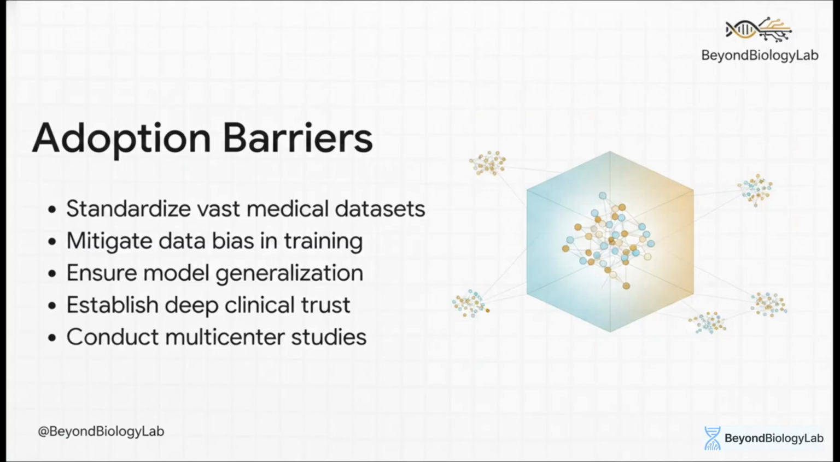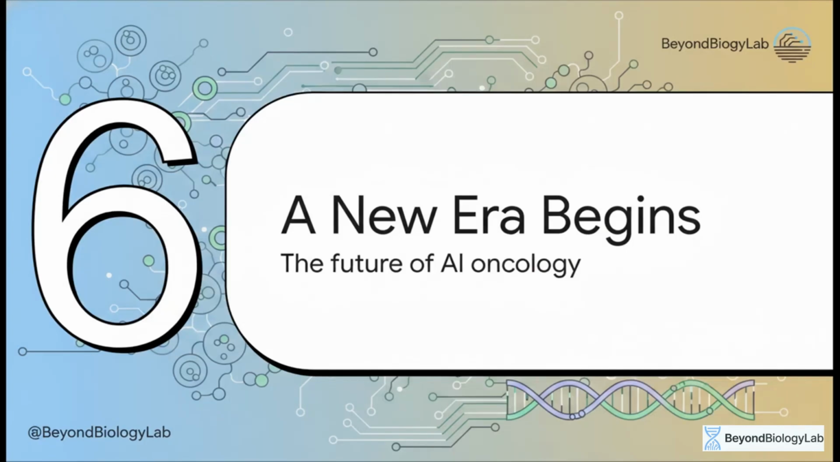To actually realize this collaborative future, ethical and policy challenges will shape the future implementation of these technologies. We have to standardize vast, fragmented medical datasets. We must rigorously address data bias so these models can generalize safely across diverse global populations. We also need to establish deep clinical trust, which requires transparency in how these models process information. And finally, widespread adoption is going to depend entirely on long-term, prospective, multi-center studies to prove these tools actually reduce cancer-related mortality over time. Let's wrap up with Section 6.